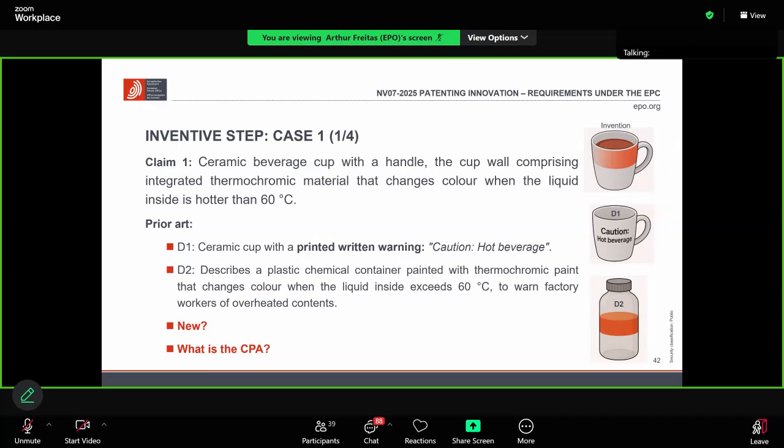So the claim reads: a ceramic beverage cup with a handle, the cup wall comprising integrated thermochromic material that changes color when the liquid inside is hotter than 60 degrees Celsius. All right, that's the invention.